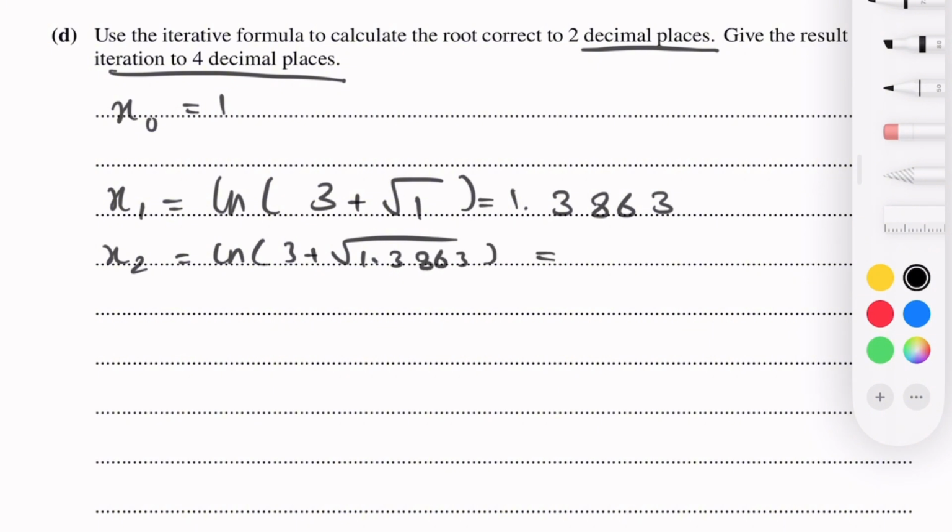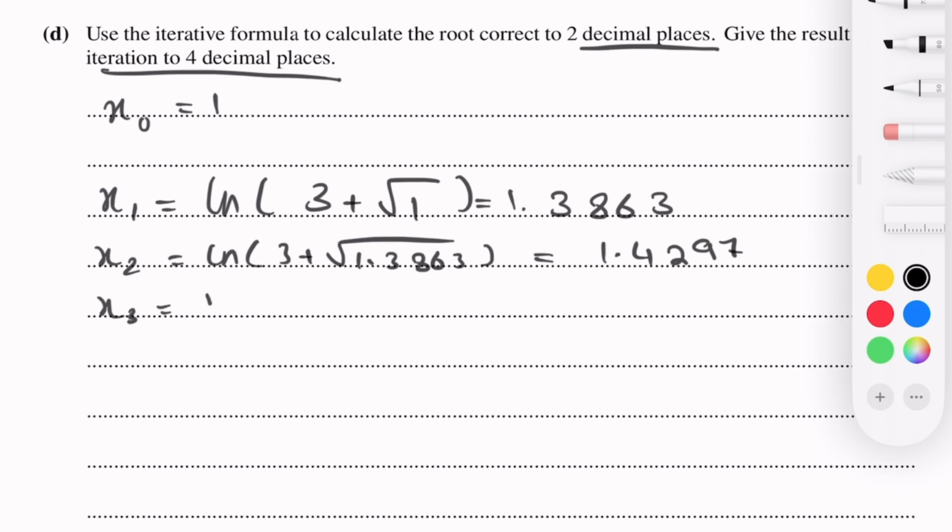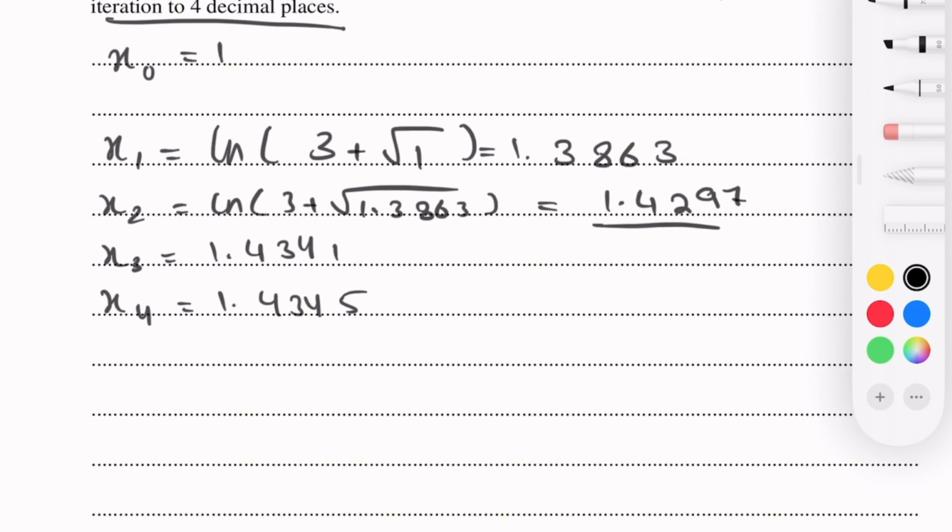Now x2 is going to equal ln of 3 plus root 1.3863. Let's go ahead and figure that out: 3 plus root of the answer is equal to 1.4297. x3, now directly putting the answer in, is going to be 1.4341. x4 is going to equal 1.4345. Now to 2 decimal places we can see that we also achieved the answer, so x is equal to 1.43, and it's between x3 and x4. x3 and x4, or x2 and x3, both give me the same result.